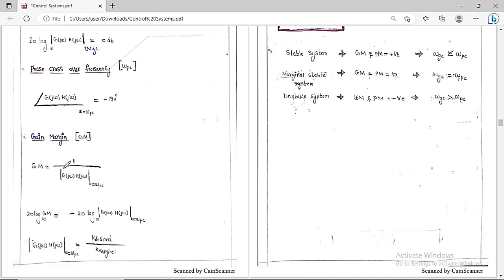Gain margin is Kg. So gain margin is the reciprocal of the magnitude of the open loop transfer function at omega PC. So you can say gain margin is equal to 1 by magnitude of open loop transfer function at omega PC. So here use P, phase crossover frequency. So we can say the gain margin is the reciprocal of the magnitude of the open loop transfer function at the phase crossover frequency. Then, this is basically unitless.